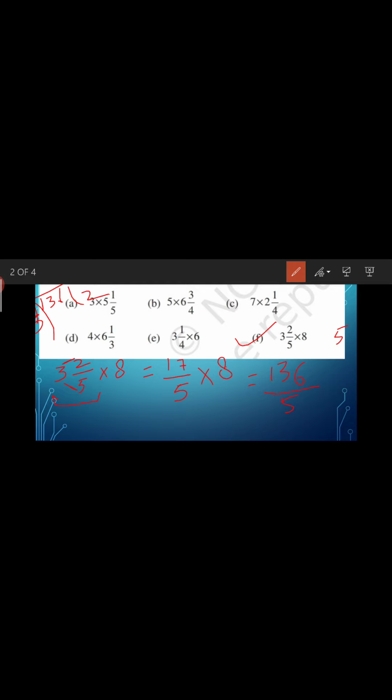Five twos are 10. Remainder is 3. Again we bring 6 from upward. 5 5s are 35. Our remainder here is 1. So how will you write? Here we have written 5 7s are, we have written here 27.